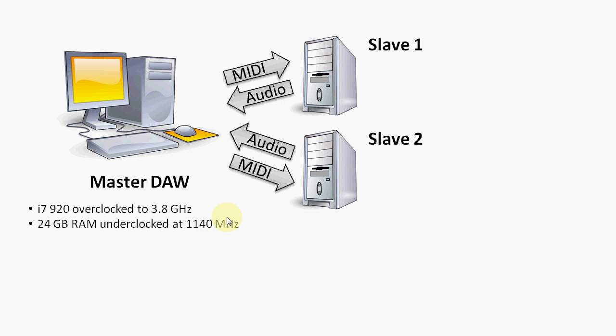Now the RAM on the master DAW is rated at 1600 megahertz, but it's underclocked at 1140 because the combination of clock speeds and multipliers I had to use to get this 3.8 gigahertz on the processor gave me 1140 megahertz on the RAM. And there's lots of geeky details in there that you don't need to worry about. But suffice it to say that even though the RAM is rated at 1600 megahertz and I'm running it at only 1140, it makes no difference in the performance of the overall system.